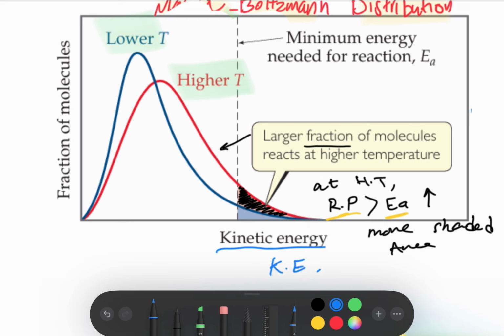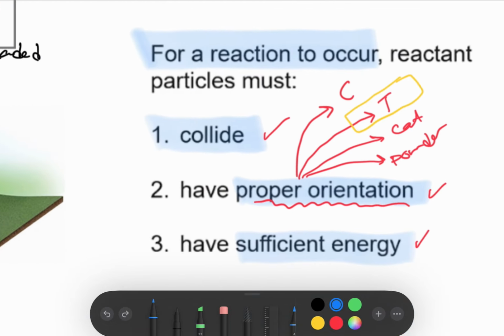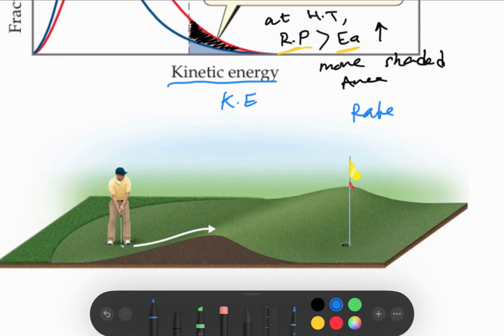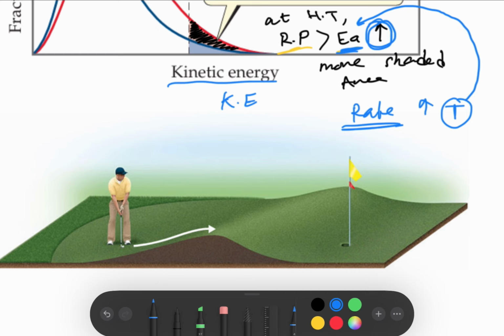What happens to the particles if they have a lot of kinetic energy? The higher kinetic energy leads to more collisions, and more collisions lead to more proper orientations. You're increasing the probability of having a proper orientation in addition to a sufficient amount of energy. And that's why, at the end, the rate of reaction will increase. So the rate of reaction increases as a result of increasing the temperature, because the temperature increases the fraction of particles with energy greater than the activation energy.